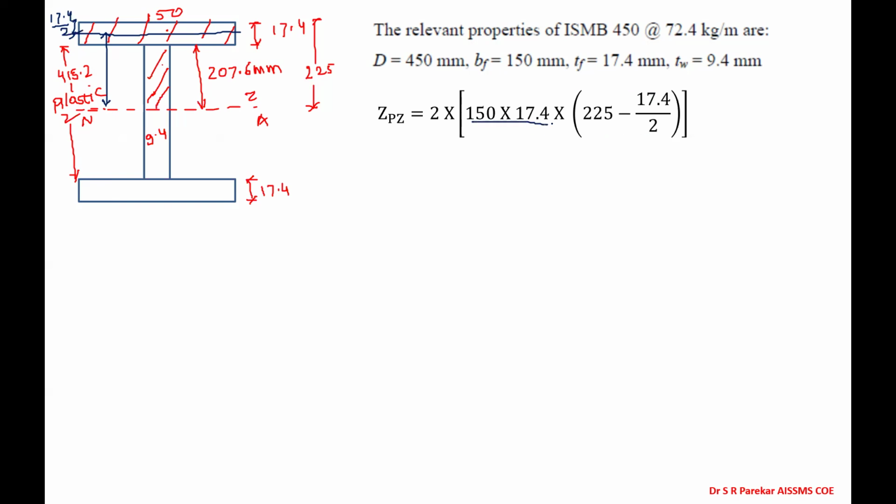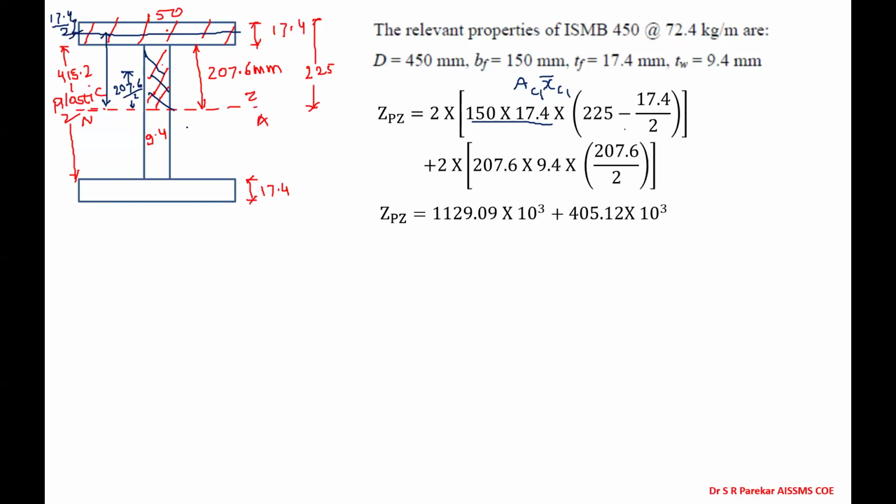So this is area multiplied by x bar. So we have AC1 into x bar C1, plus, now we have to consider this 2 times, so this considers tension also here. Then we have next, that is for this portion, which is 207.6. Now it's directly half of 207.6 upon 2. So area we have 207.6 into 9.4, and it comes to a value of 1534.21 centimeter cube. That is ZP along the Z axis.